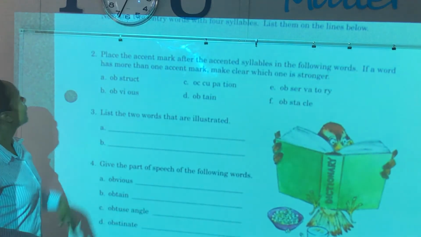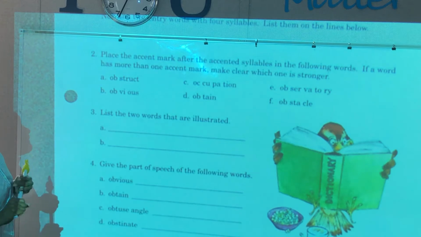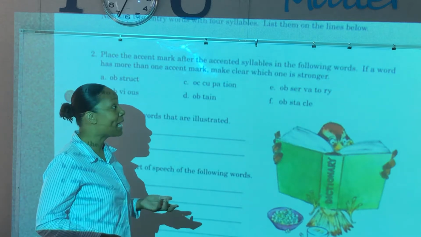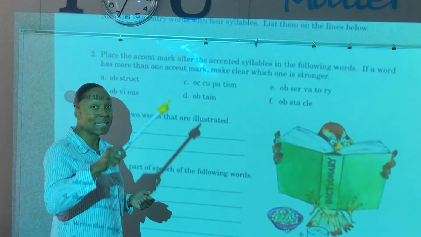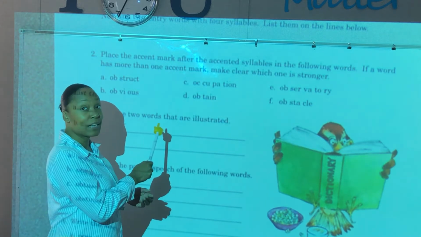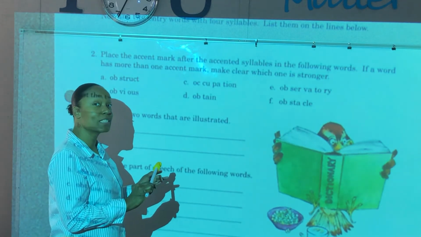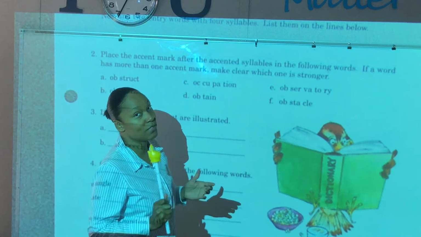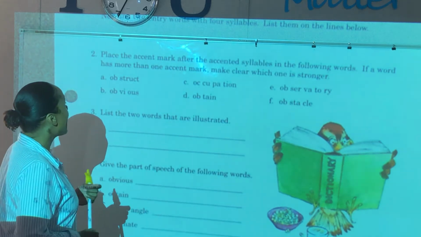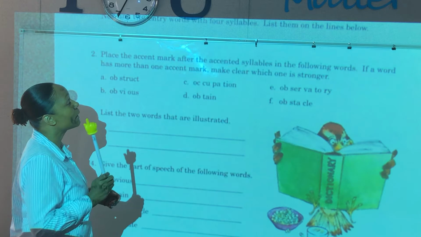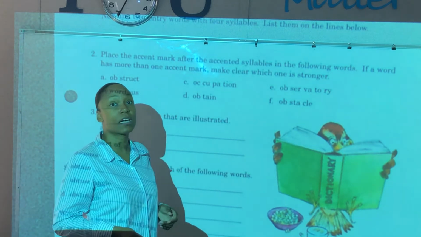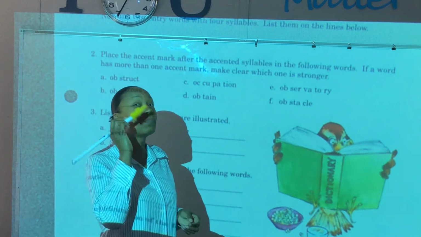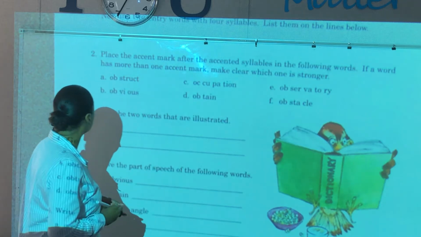Okay, number 2. Place the accent mark after the accented syllables in the following words. So just like we went over our example with haven, the accented mark was on the initial syllable. Well, they're providing words that you are going to go back to page 216 and locate where the accents are per syllable. Some of them have more than one. I'm giving you the clue in advance. If a word has more than one accent mark, make clear which one is stronger. And you'll notice which one is stronger on page 216 because it will be in bold. It will be a little bolder than the one previously.